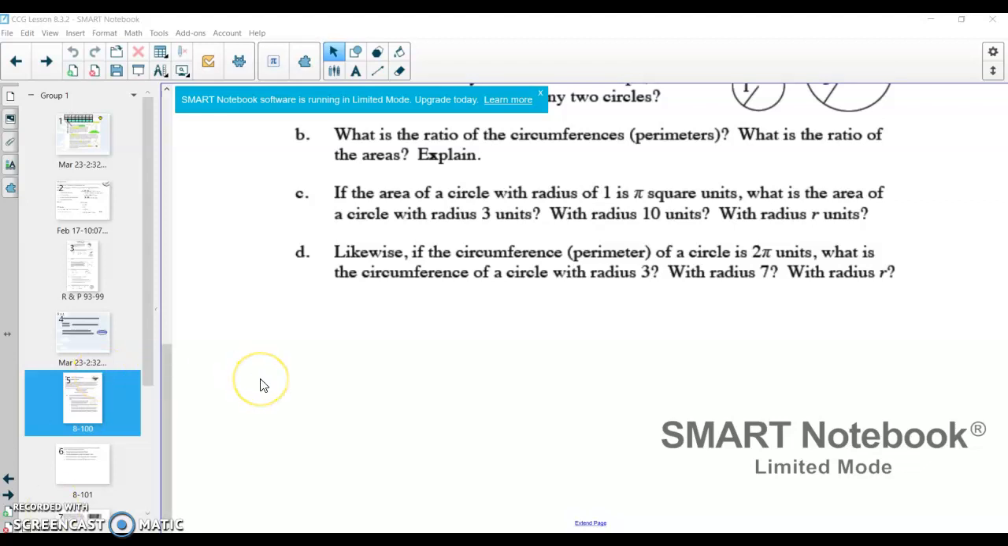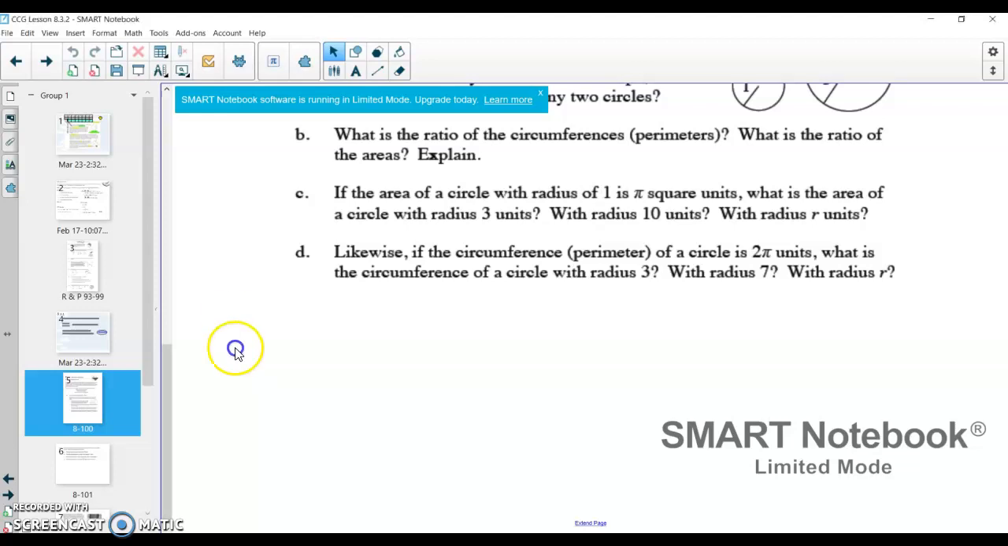All right, here is part 2 of this lesson. I left off with the radius r in part D. Again, in part C, we saw the area scale factor controlling the area from radius 1 to radius 3 to radius 10. Now, in part D, we saw that the circumference of a circle with radius 1 is 2 pi, and so we're using the linear scale factor.